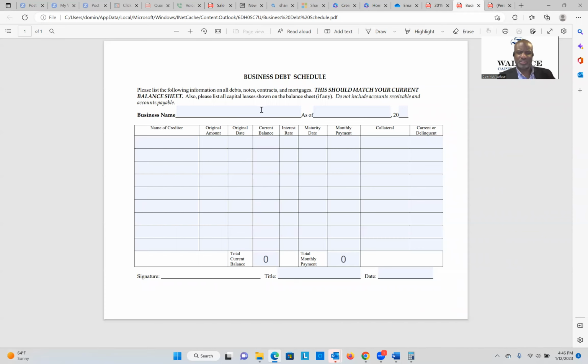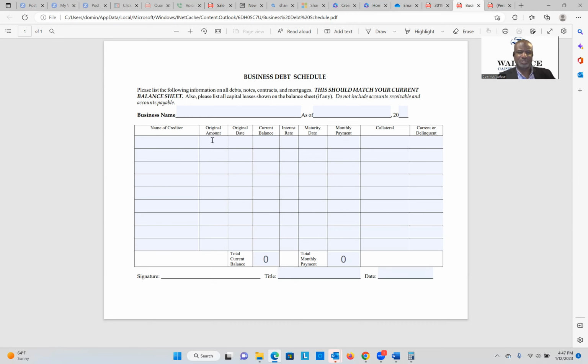So obviously you put your business name here and then the as-of date, and if you notice here, it says it should match your current balance sheet. Typically most people cut their balance sheet off at the end of the month, and this should match that. Do not include accounts receivable or accounts payable, which are short-term income and debt. This is more so long-term debt, longer than a 30, 60, or 90-day period of time, typically. The name of the creditor goes here.